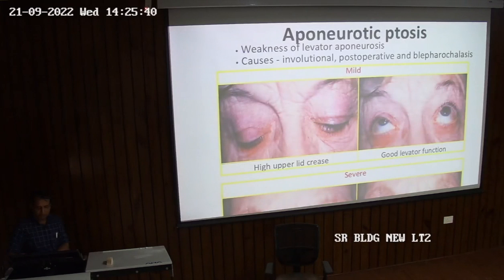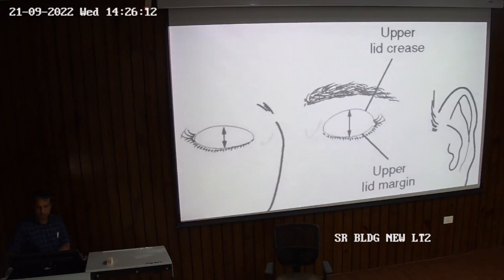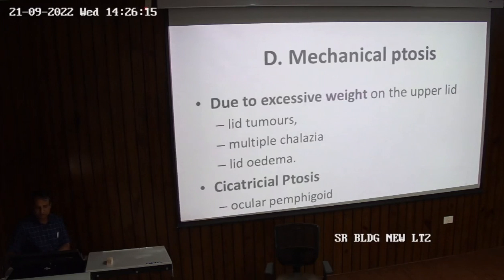These are pictures of aponeurotic ptosis. Causes are involutional, post-operative, and blepharochalasis. Senile or involutional ptosis is very common, with asymmetric lids and redundant lid tissue in the elderly. The levator aponeurosis attaches the levator muscle to the tarsal plate, which forms the eyelid. Aging may cause levator dehiscence or disinsertion, with stretching, thinning, or detachment of the aponeurosis, normally with the eyelid gently closed. So, this is the picture.